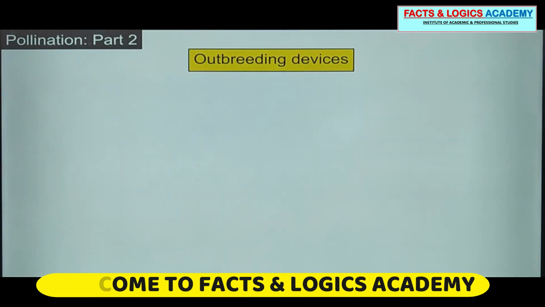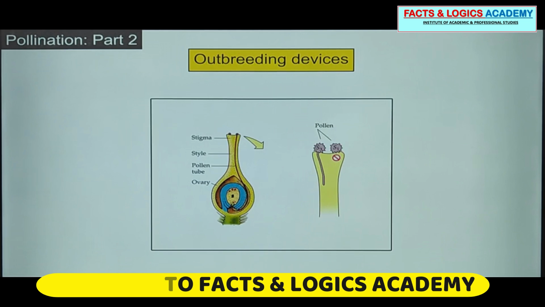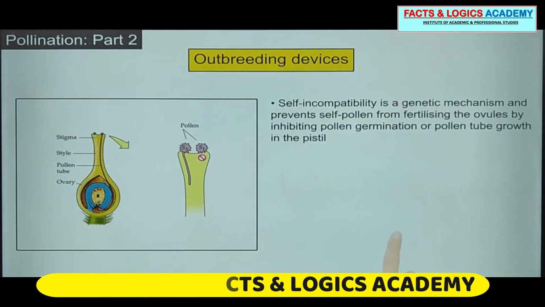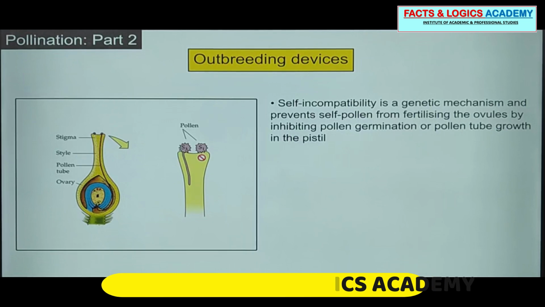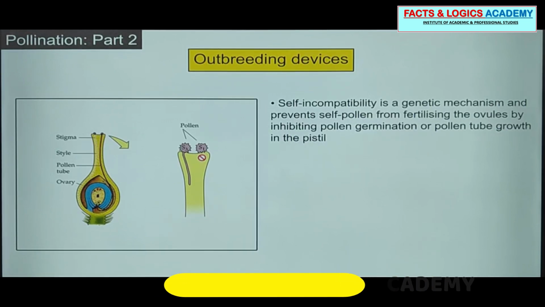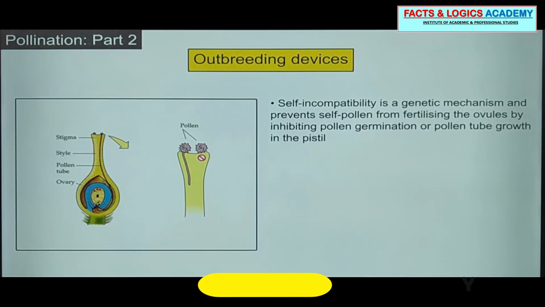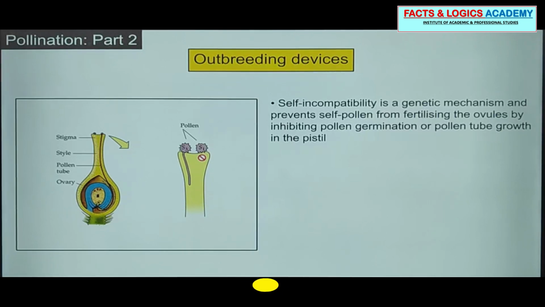Number 3, the third device to prevent inbreeding is self-incompatibility. This is a genetic mechanism and prevents self pollen from the same flower or other flowers of the same plant from fertilizing the ovules by inhibiting pollen germination or pollen tube growth in the pistil.